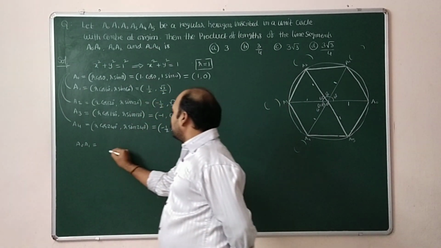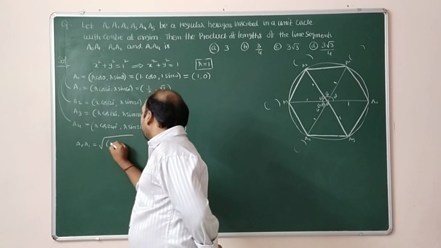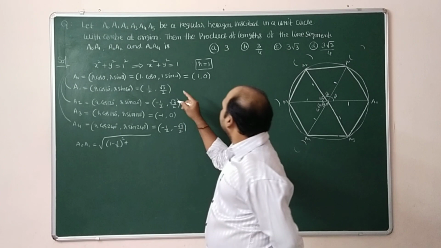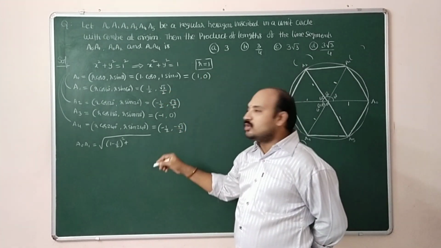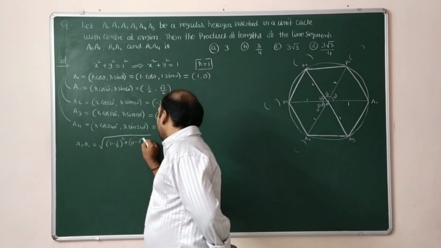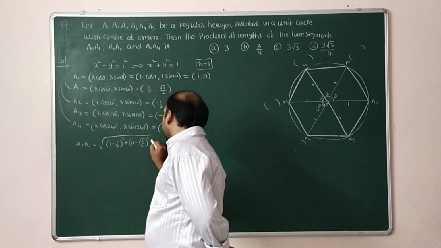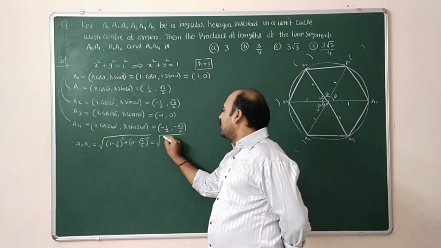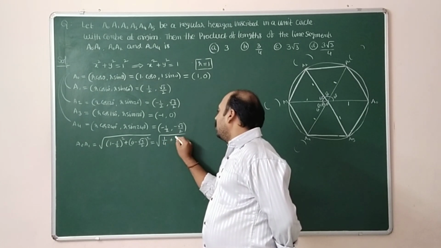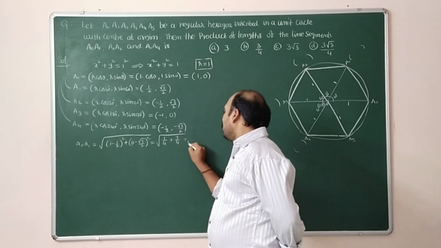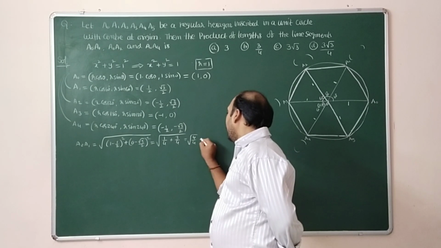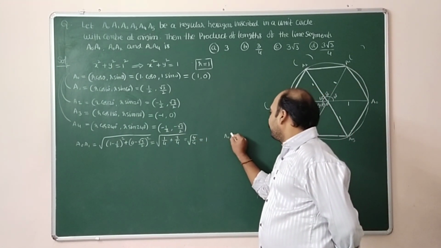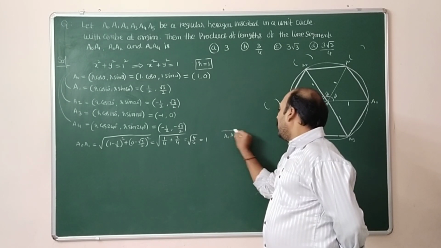Square root of (1 minus 1 by 2) whole square plus (0 minus root 3 by 2) whole square. The remaining I write directly for understanding purpose. So 1 minus 1 by 2 is 1 by 2, whole square that is 1 by 4. Minus root 3 by 2 whole square is 3 by 4, which is equal to root of 4 by 4, root 1. So A0A1 value is equal to 1.